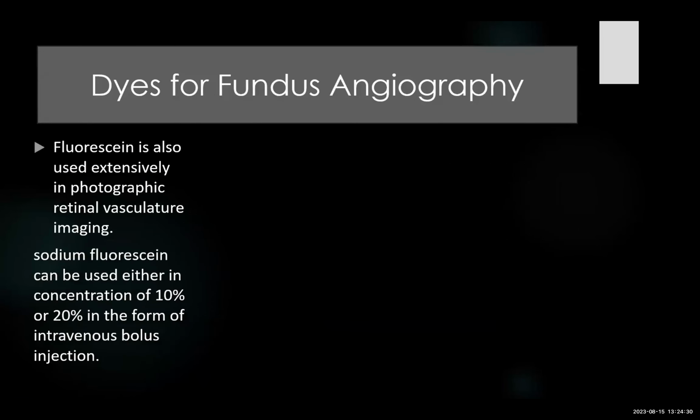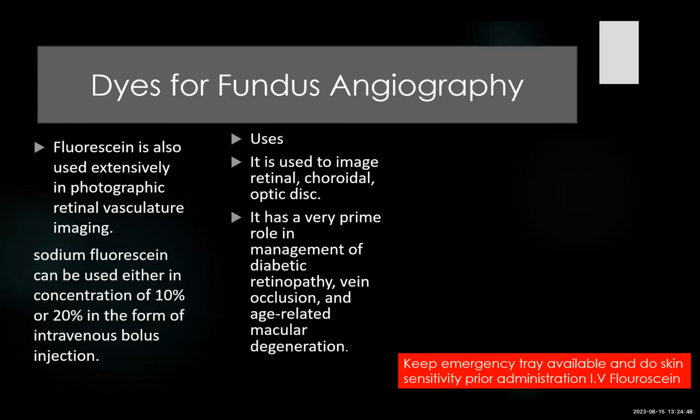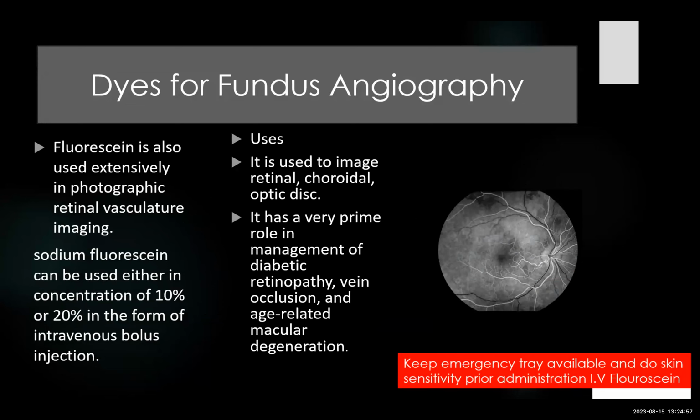Another is used for fluorescein angiography. Fluorescein is extensively used for retinal vascular imaging. In this form it is used as a 10 to 20% intravenous injection bolus, used for choroidal and optic disc imaging, with a prime role in management of diabetic retinopathy, vein occlusion, and age-related macular degeneration. Before giving the intravenous bolus injection, an emergency anaphylactic tray should be ready and sensitivity testing should be done. Here's the image.